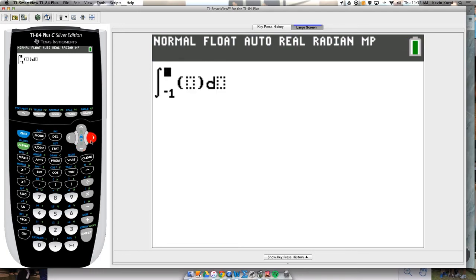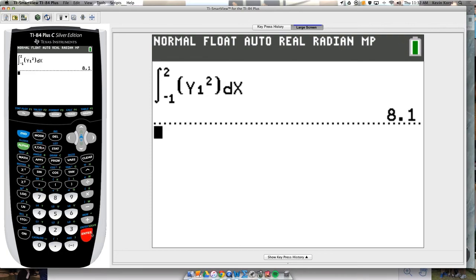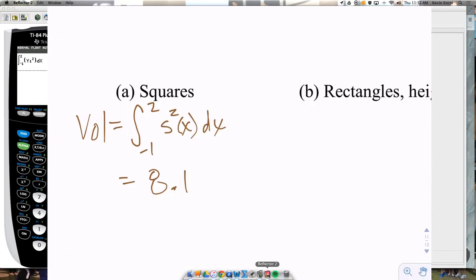For my function now, here's the benefit again of putting it into Y1. You don't have to worry about parentheses and then square it. You could just say alpha trace, number 1, and then square it like that with respect to x. Just like that, and you get 8.1. Now that represents 8.1 cubic units. You wouldn't have to write cubic units, but that would be the volume of that house. That would be how much air conditioning space they would have to maintain, right? Or heating space.